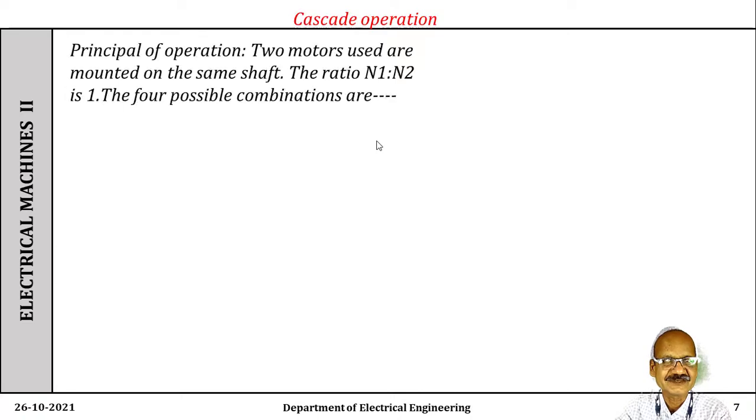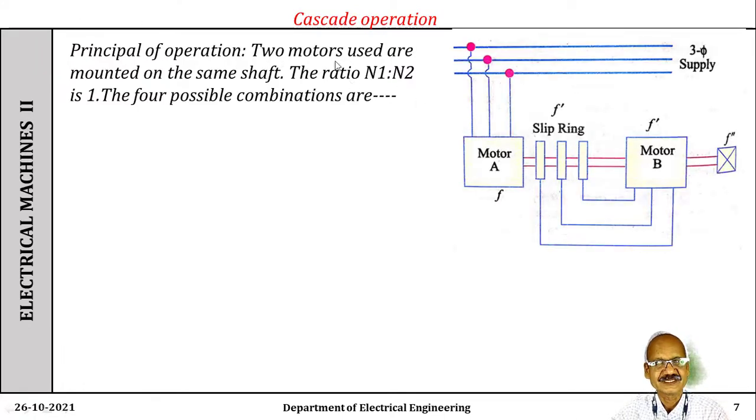Now the next method of the speed control of the three-phase induction motor, especially for the slip ring induction motor, is cascade operation. The principle of operation: here two motors are used, pay attention, and they are mounted on the same shaft. Two motors, motor A and motor B, are mounted on the same shaft, and for the motor A, the stator turns to rotor turns ratio is 1:1.